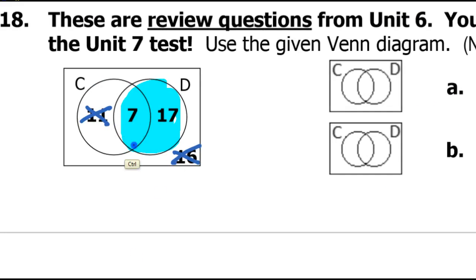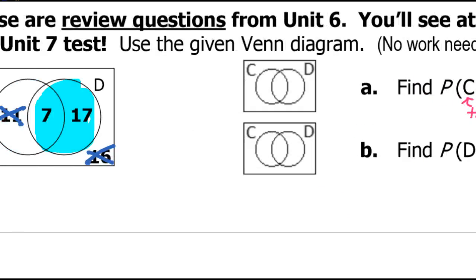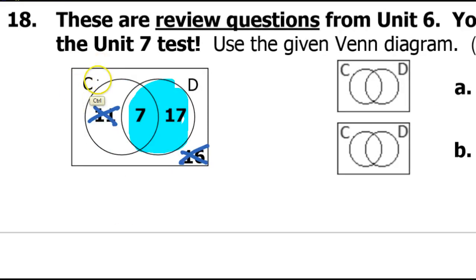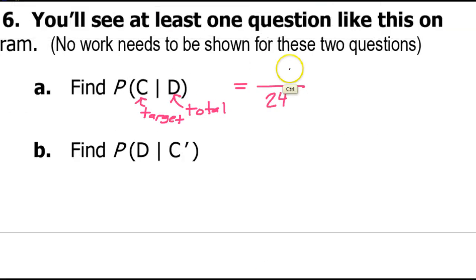I'm just adding 17 and 7. Now the target is C. The only remaining number that represents C is the 7, because the 11 is gone. So only the 7 is inside of the C circle. So that is the target. So I might highlight that as the target. So 7 is the numerator. So 7 out of 24 is the probability of C given D.